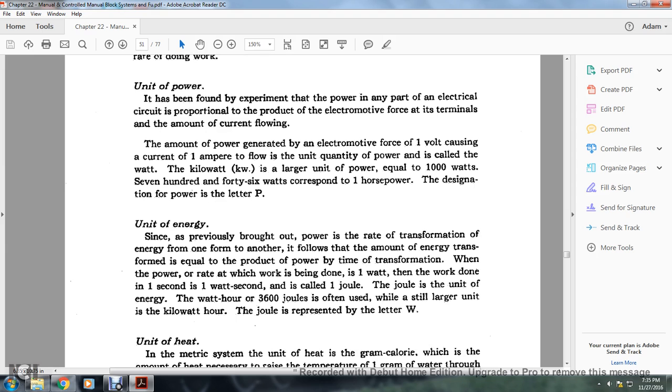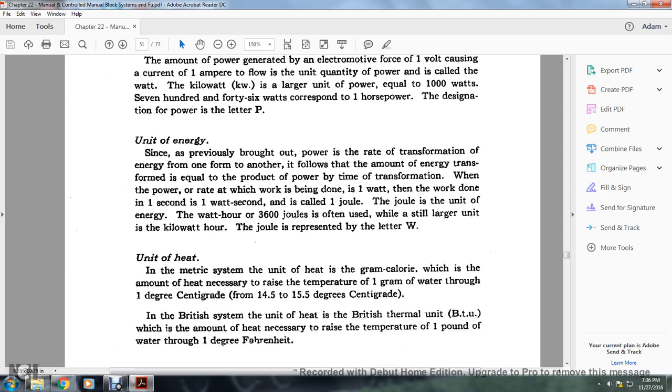Since, as previously brought out, power is the rate of transformation of energy from one form to the other, it follows that the amount of energy transformed equals the product of the power and the time of the transformation. When the power is the rate at which work is done, 1 watt, then the work done in 1 second is 1 watt-second, which is called 1 joule. The joule is the unit of energy, the watt-hour of 3,600 joules is often used, while a still larger unit is the kilowatt-hour. The energy is represented with the letter W.